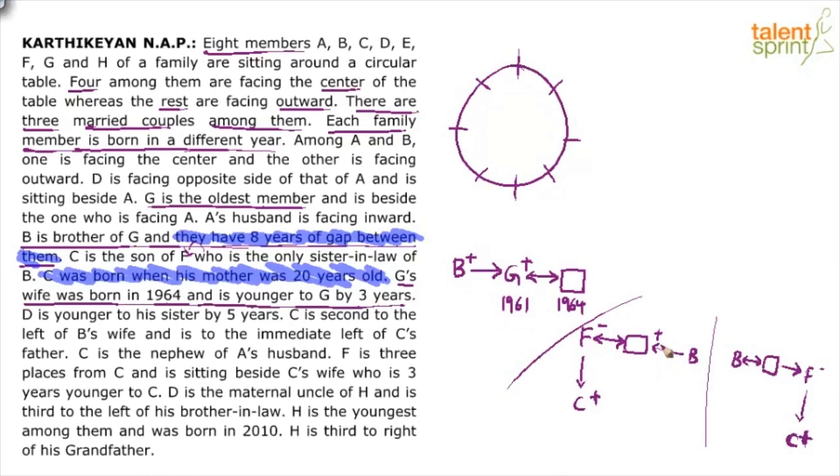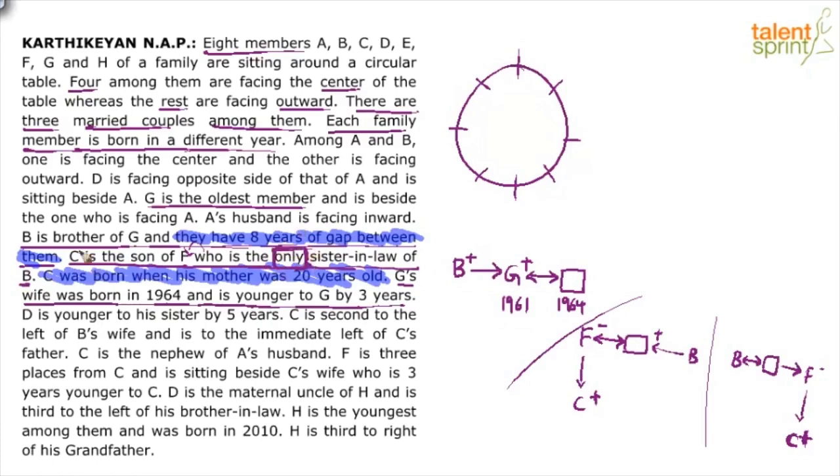Now it's very clear. I'll go back to that point. F is the only sister-in-law. Look at this point. C is the son of F, and F is the only sister-in-law of B. Now this keyword only plays a very important role here.